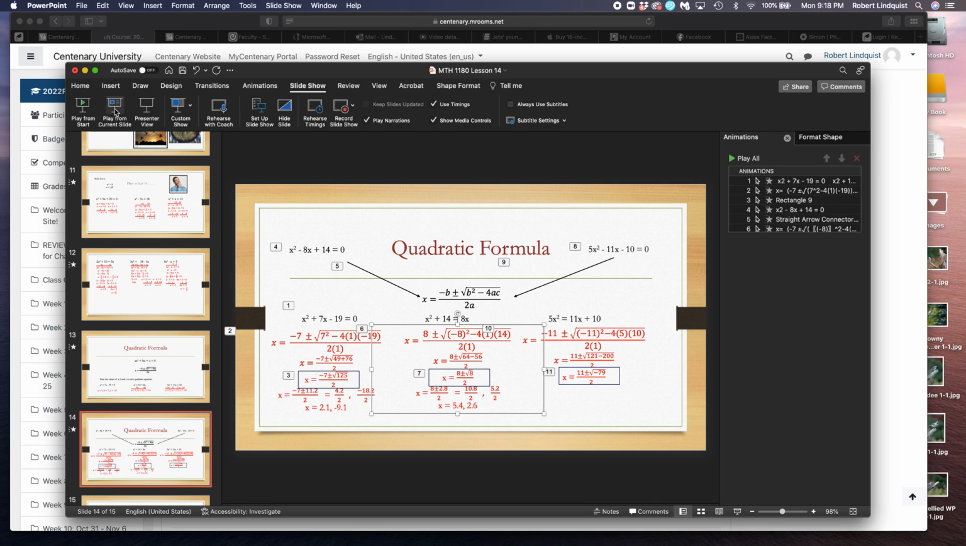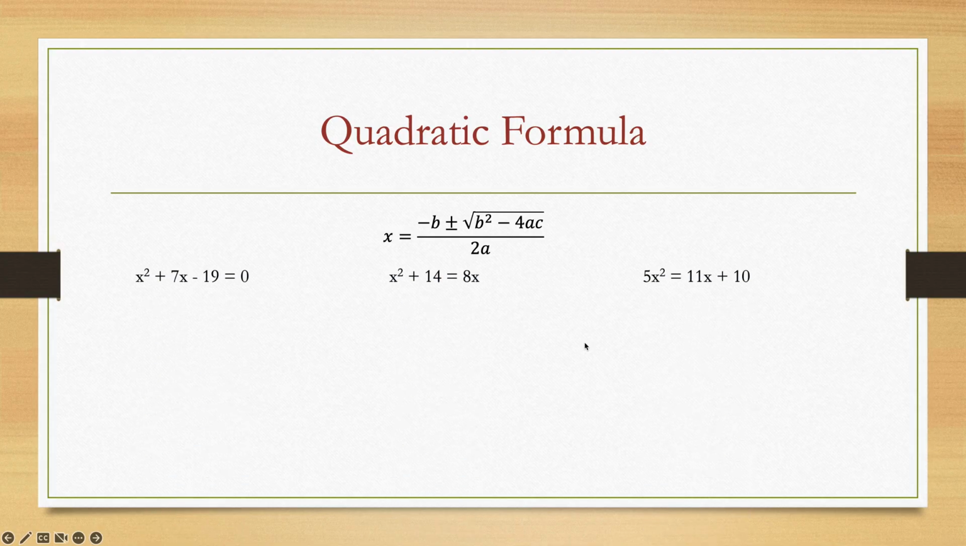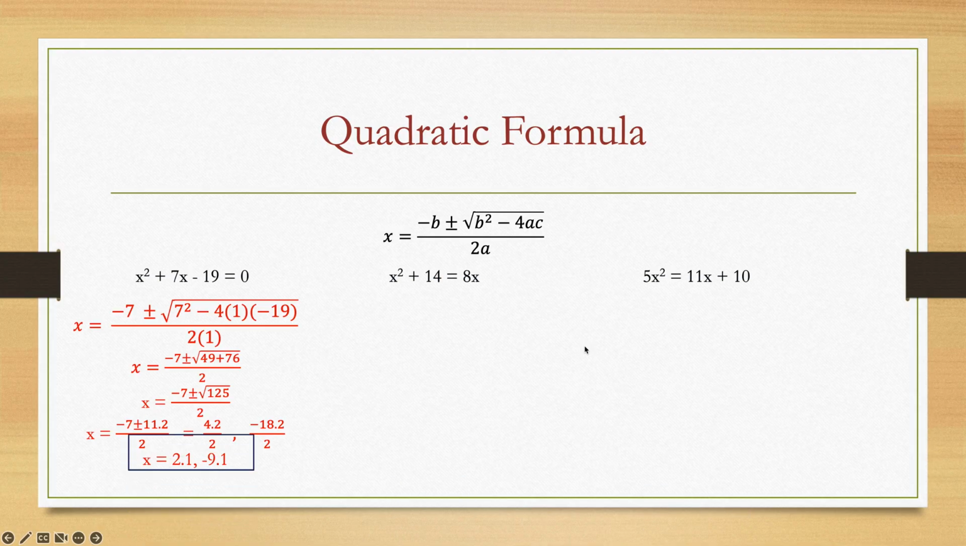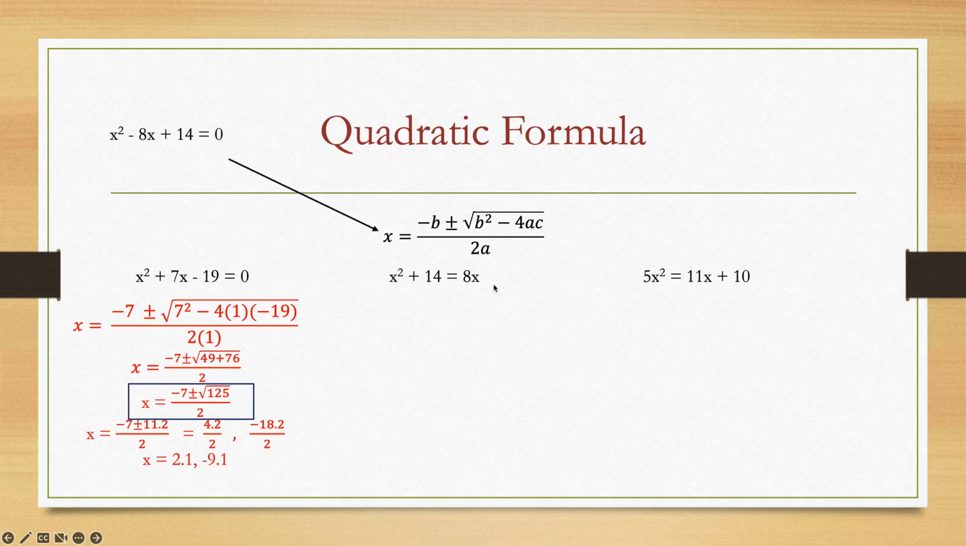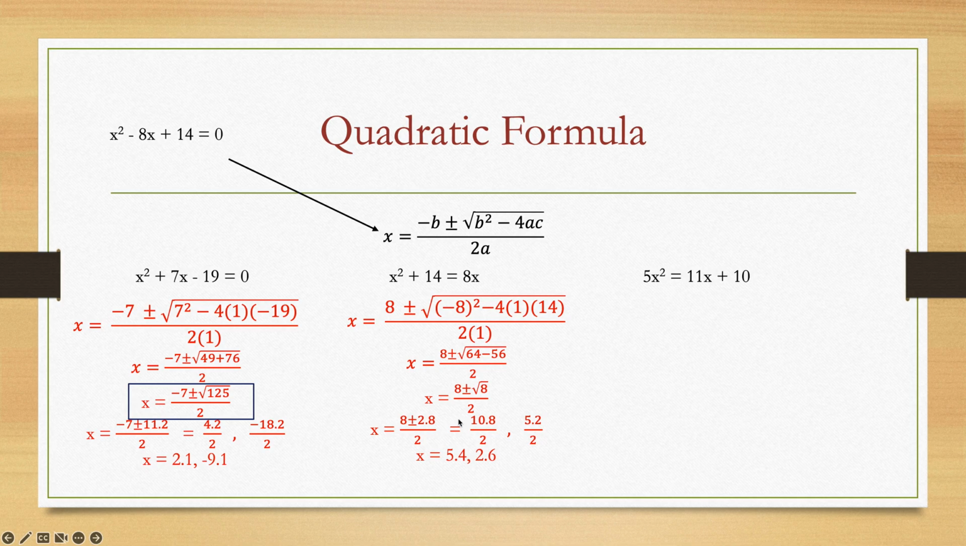All right, let's go with play from. Okay, there's the first one. Now we're on the second one. We mentioned that we needed to subtract 8x from both sides, so b was negative 8. So here it is. The negative of negative 8 is 8, plus or minus the square root of b squared, which is negative 8 squared, minus 4 times 1 times 14. 4 times 1 times 14 is 56, and negative 8 squared is 64.